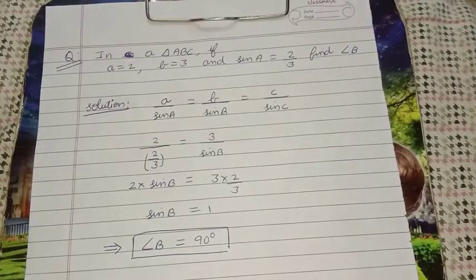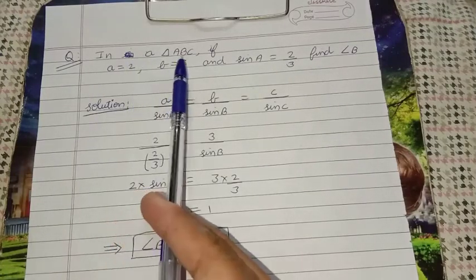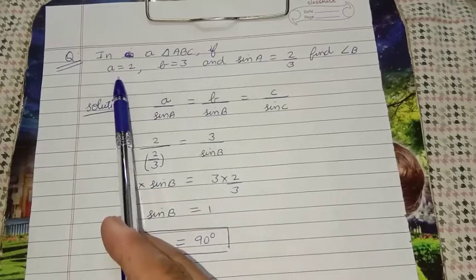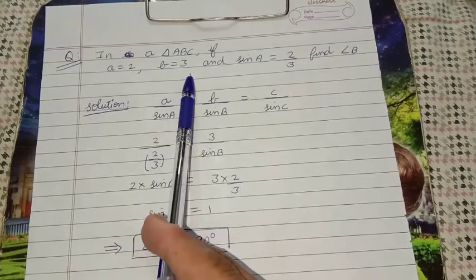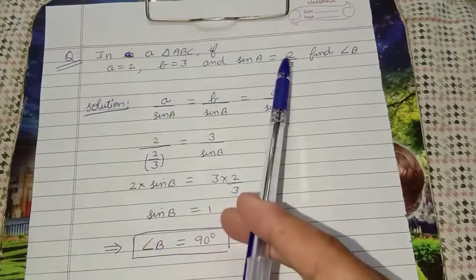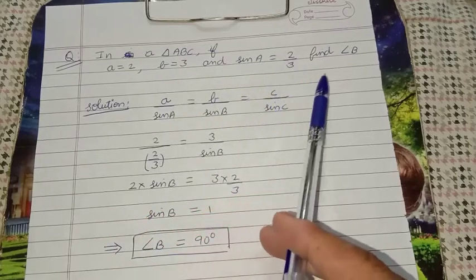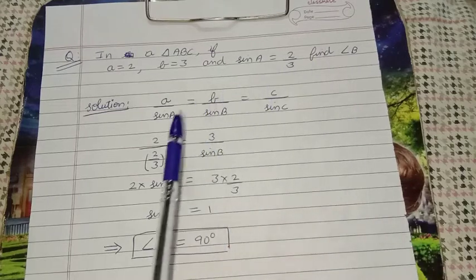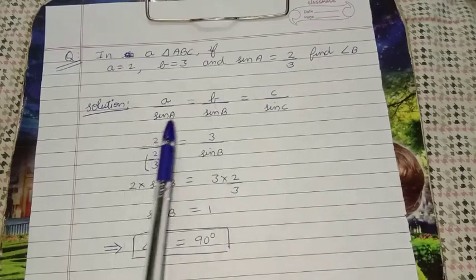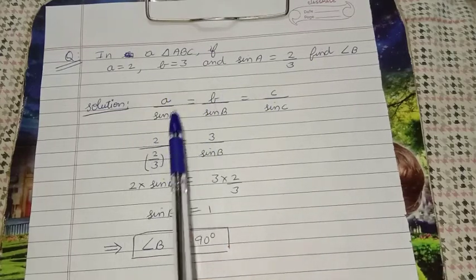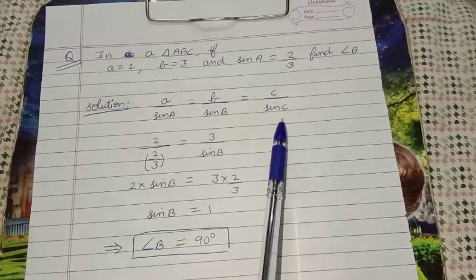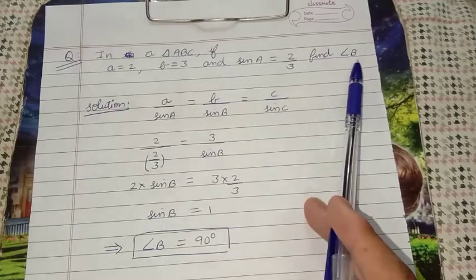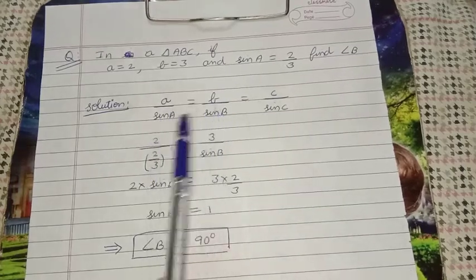Friends, one more simple example. In a triangle ABC, if a is equal to 2, b is equal to 3 and sine of A is 2 by 3, find angle B. Applying the sine rule. Okay, what does the sine rule say? a upon sine A is equal to b upon sine B is equal to c upon sine C. But we are concerned with finding angle B, so I will use only these two ratios.